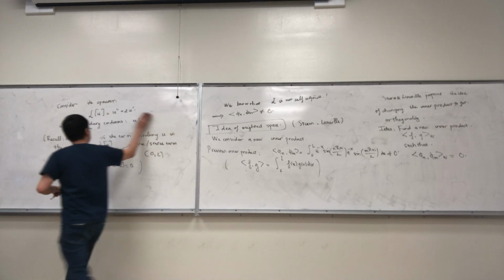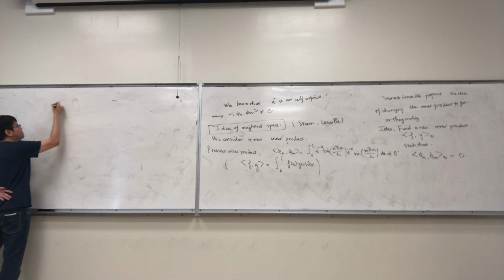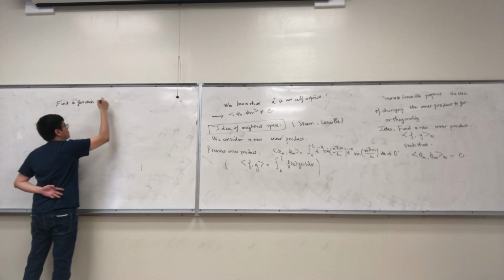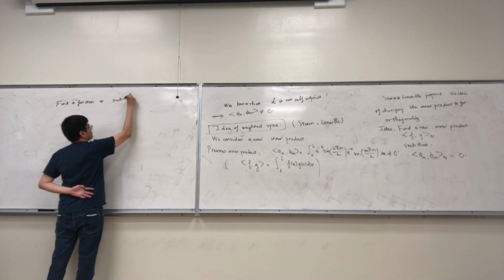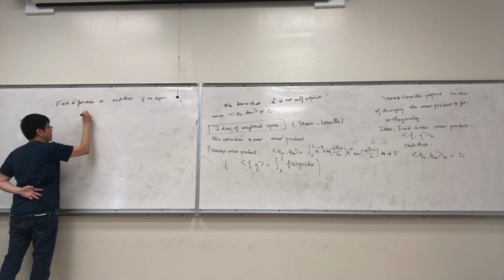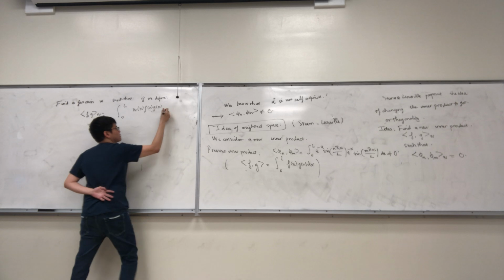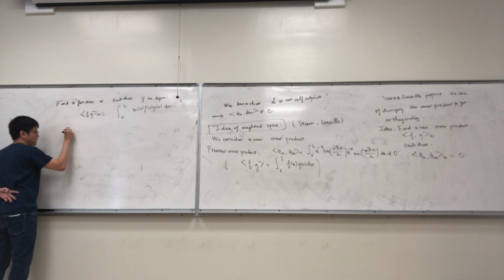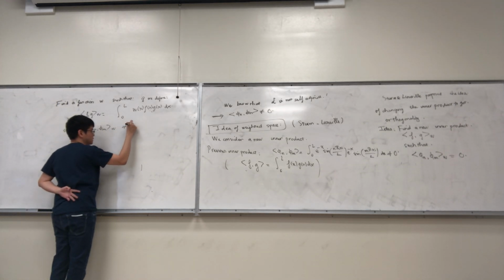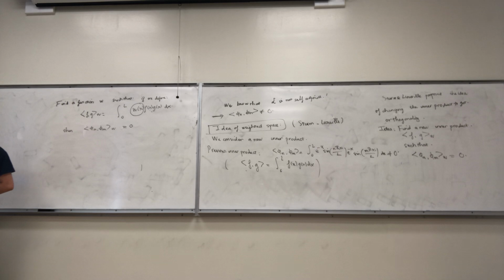So the idea is the following. We find a function W such that if we define the inner product of f and g with weight W to be the integral from 0 to L of w(x) f(x) g(x) dx, then the inner product of Vn and Vm with weight W is 0. So his idea is to put a function into the inner product, right?